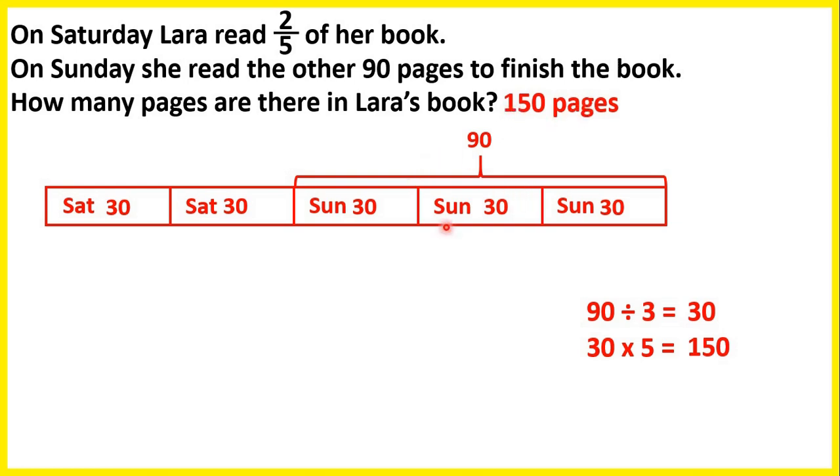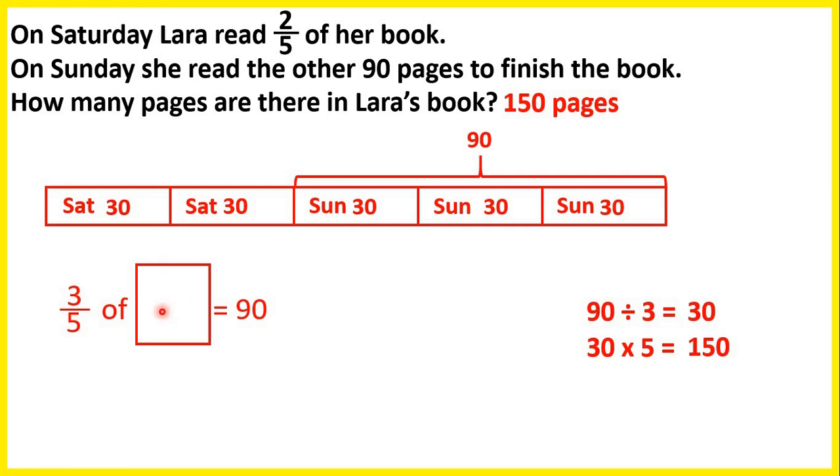The other way, instead of using a bar model, would be to think if 2/5 was read on Saturday, then 3/5 was read on Sunday. So 3/5 of the total number of pages is 90 pages. So here we have a missing number fractions problem. Now normally to find a fraction of a number, we divide denominator times top. So divide the number by the denominator and then multiply that answer by the numerator.